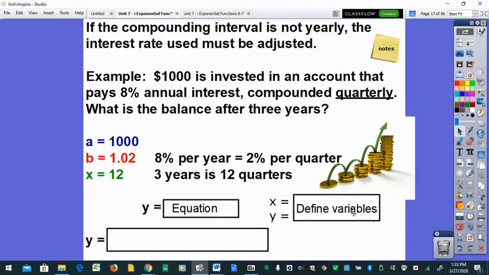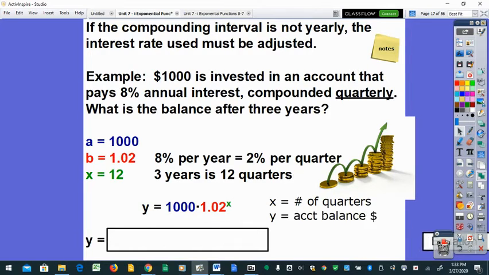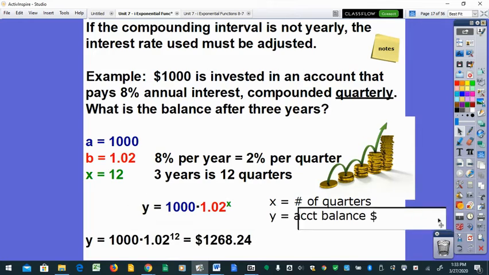So the first thing is x is going to be the number of quarters, not years, and y is going to be our account balance in dollars. And our equation is going to be y equals 1,000 times 1.02 raised to the 12th. So basically we took the percent and divided it by 4, turned it into a decimal and added to 1. And then we're going to take this x, which was 3 years, and we're going to multiply it by 4 to get the number of quarters. And when you put that into the calculator, you will see that you will have $1,268.24 at the end of 3 years.